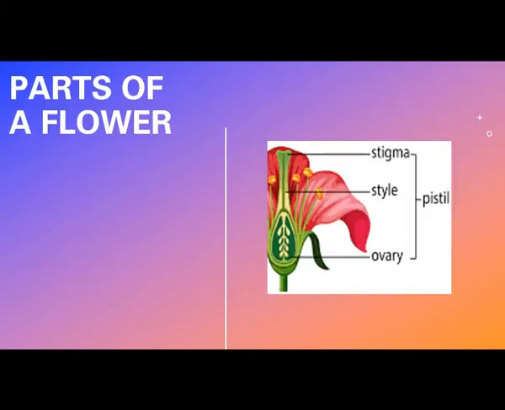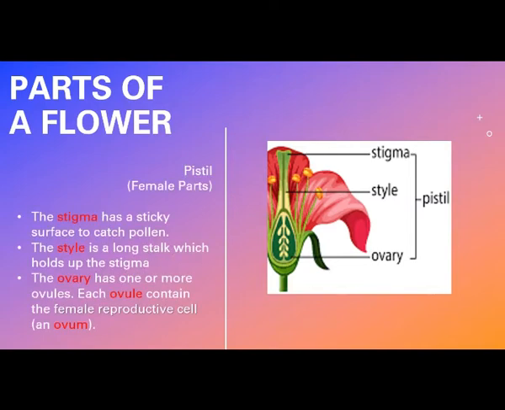Other than the male parts, a flower also has the female part, or what we call the pistil. The pistil consists of at least three parts. The first one is the stigma. Look at the picture. Stigma is a sticky surface that has a function to catch pollen.